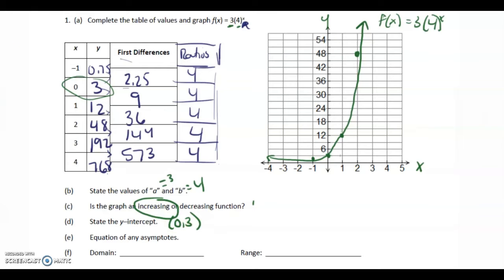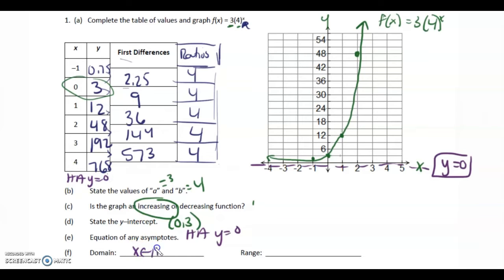Now I'm going to add the asymptote to this graph. Because we didn't move up or down, our horizontal asymptote didn't change. We still have y equals 0. So there's a horizontal asymptote at y equals 0. And we could actually add that to the table of values as well.